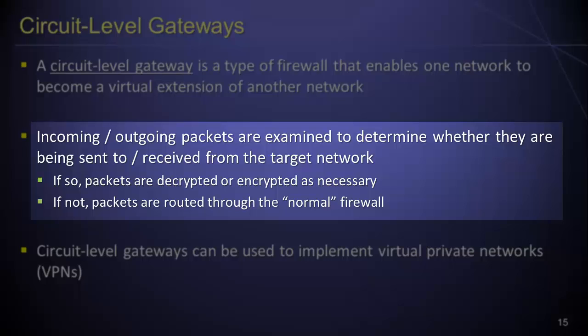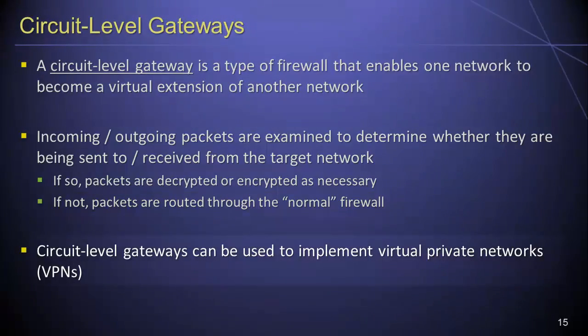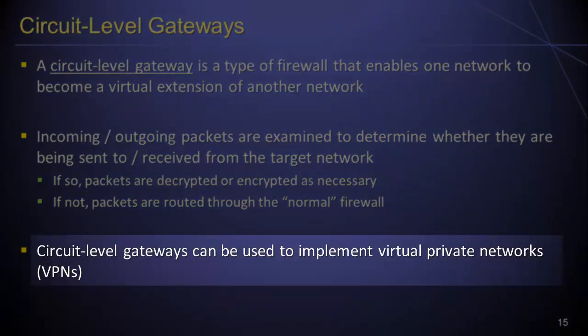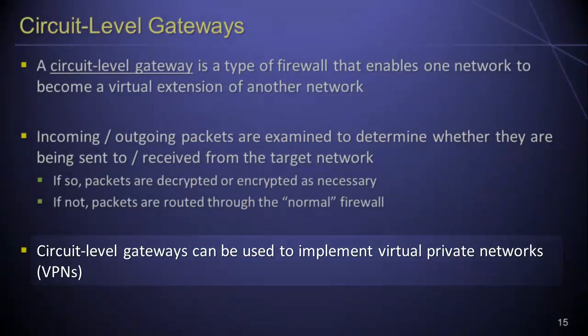to make this determination. Packets that are identified as being sent to or received from the target network will be encrypted or decrypted as necessary, with the purpose of this encryption being to make a secure end-to-end connection between the two networks. Packets that are not being sent to or received from the target network will be routed through the organization's normal firewall for appropriate further processing. Note that circuit-level gateways can be used to implement virtual private networks, or VPNs.